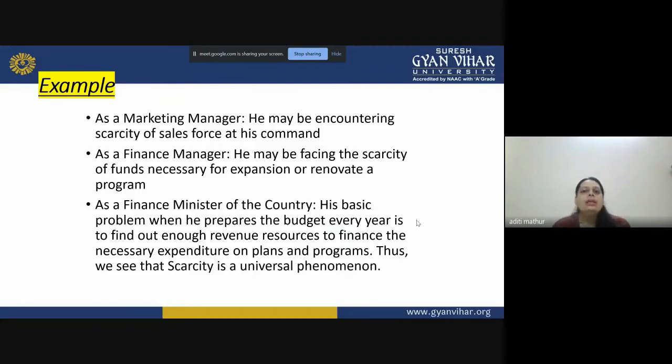A finance manager may be facing a scarcity of the funds necessary for expanding or renovating a program. So the finance manager is always with one statement: I don't have money. The organization doesn't have money, so let's do cost cutting, right? Because we are not in that position. So they have to arrange the necessary amount of money so that they can expand their business.